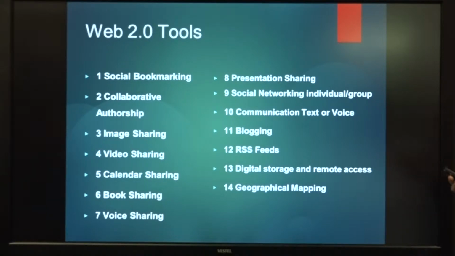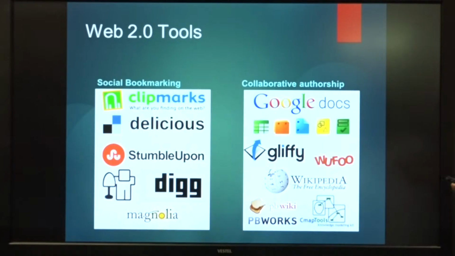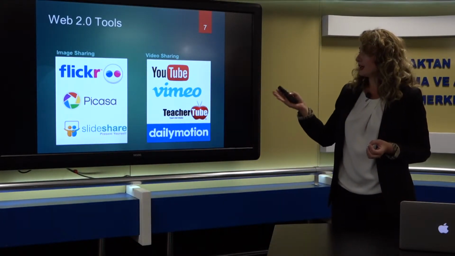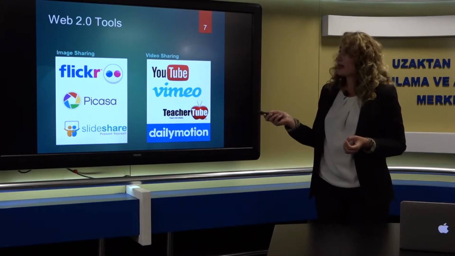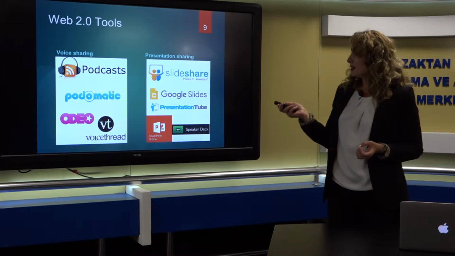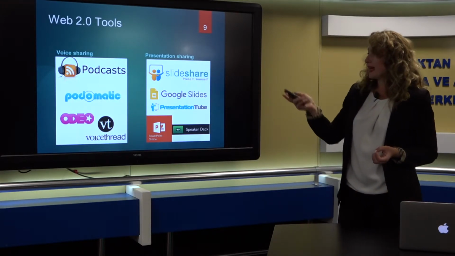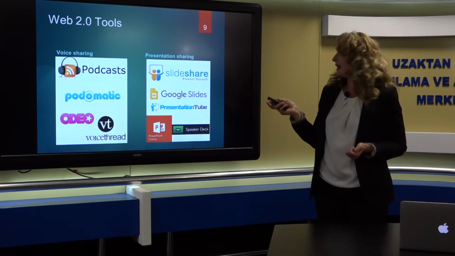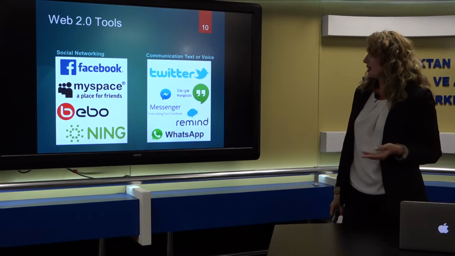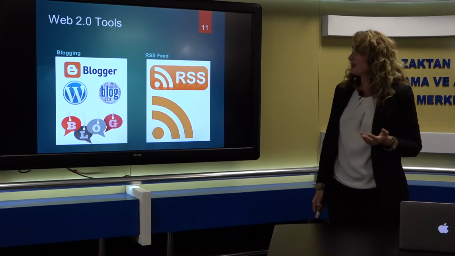We'll just highlight some of the channels and applications within these groups. In social bookmarking, we have StumbleUpon and Clipmarks. In collaborative authorship, we may mention Google Docs, Wikipedia, PBworks, and so on. In image sharing, SlideShare, Flickr, Picasa. In video sharing, YouTube, Vimeo, and others. In calendar sharing, Google is mostly used. Then book sharing, and audio sharing for podcasts, like Podomatic. Presentation sharing like SlideShare, Google Slides, Presentation Tube. Social networking, like Facebook, and communication text and voice for Twitter, Messenger, WhatsApp, and very many others.